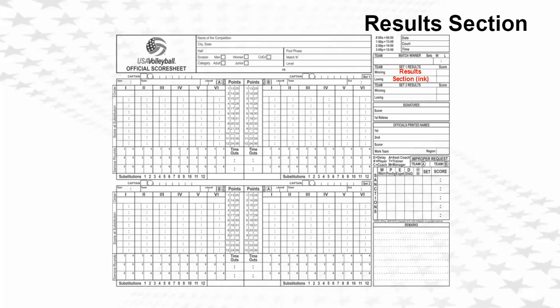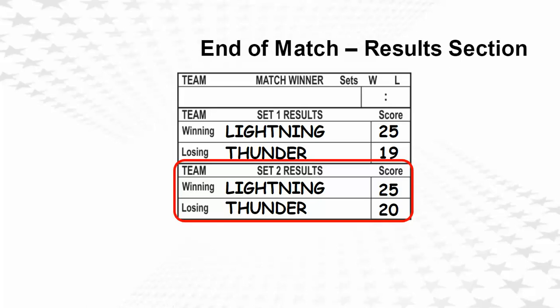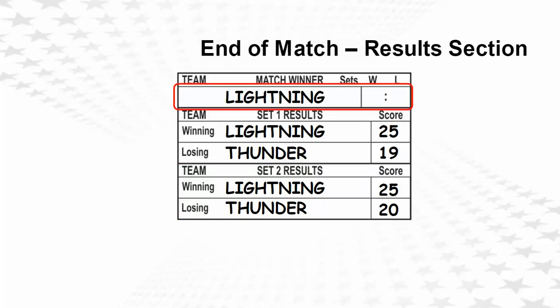The first will be the completion of the results section. At the end of the second set, fill out the information for Set 2 results. When the match is completed, make sure you fill out who won the match, followed by the number of sets they won and the number of sets they lost. In this case, Lightning won the match 2-0 over Thunder.